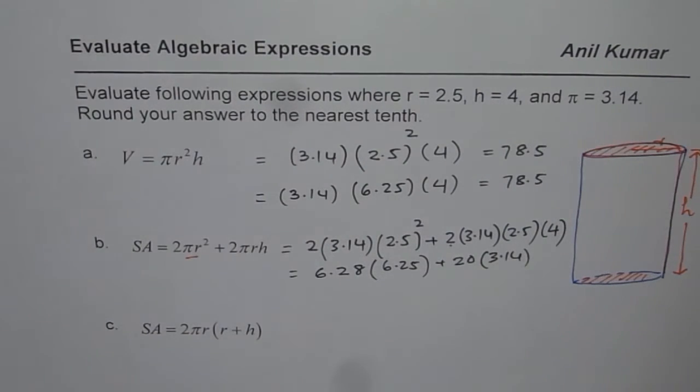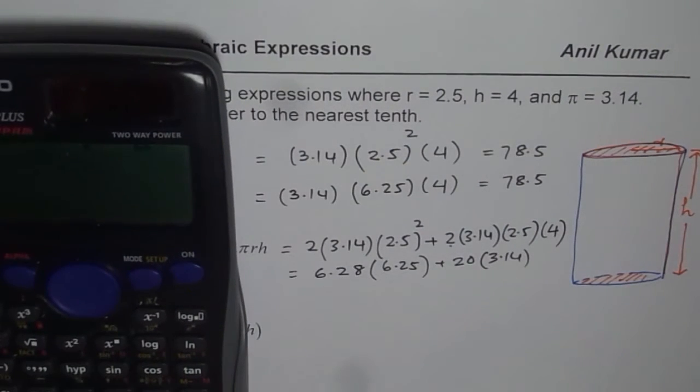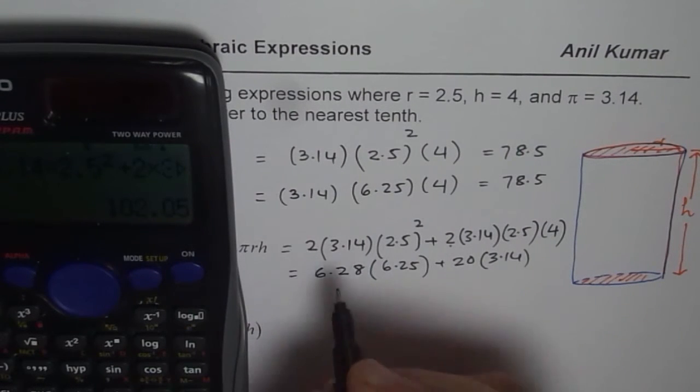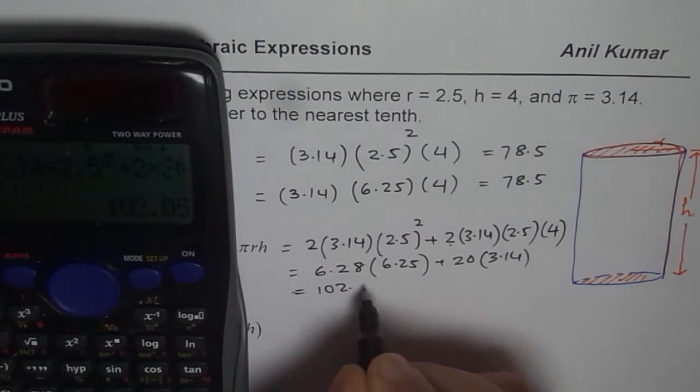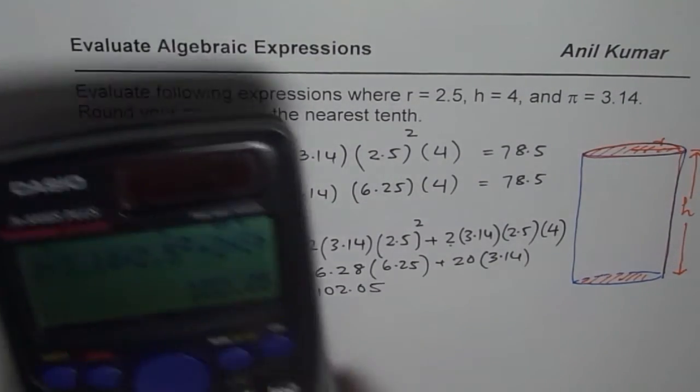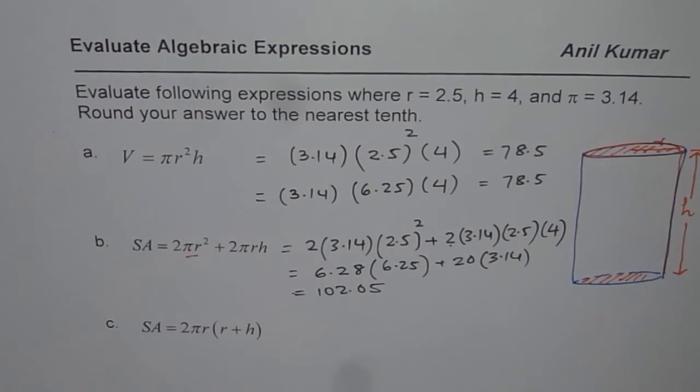But I'll prefer to use a calculator. These are not easy calculations to do. So let's do it all over again. You could do 2 times within brackets, or just say 3.14 times 2.5 square, plus. My calculator is pretty good, so you can do these operations in a straight line. So you just multiply like this and then find your answer, convert to decimals. So that gives you 102.05, correct? So that is how you can actually evaluate. So practice evaluating.